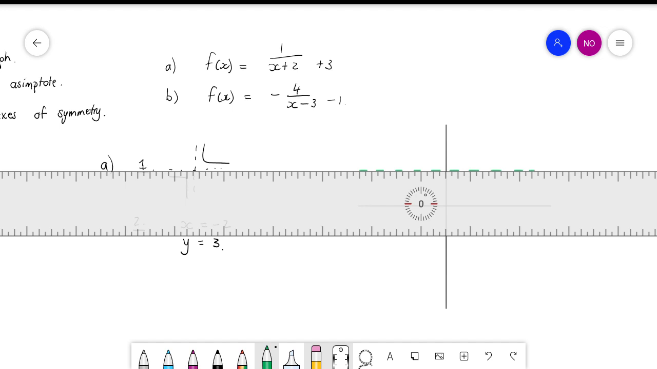And I told you guys you can indicate it with a 3 on the axis, but for now I want you guys to write down the formula.